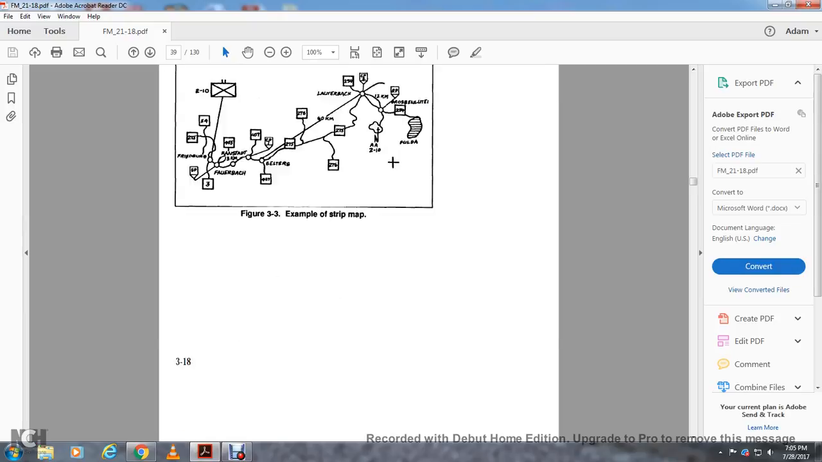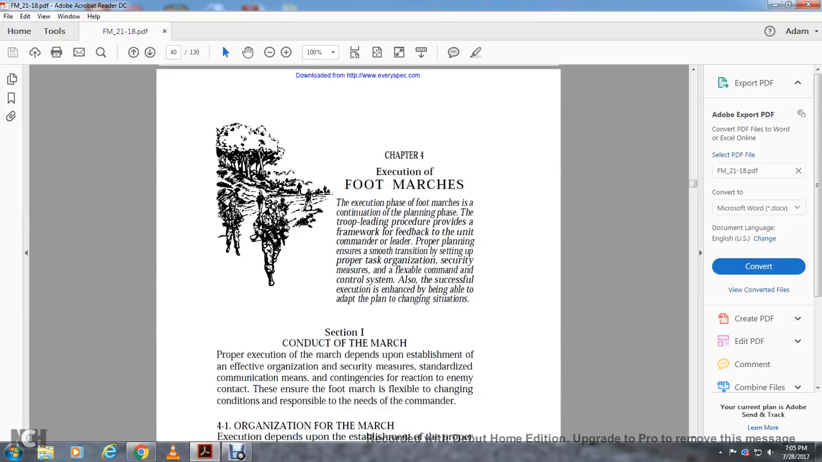Alright, Chapter 4, Execution of Foot Marches.